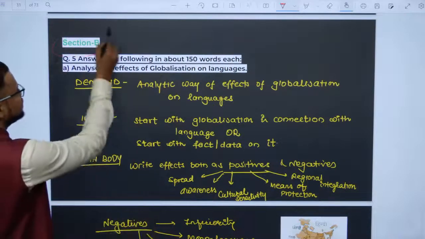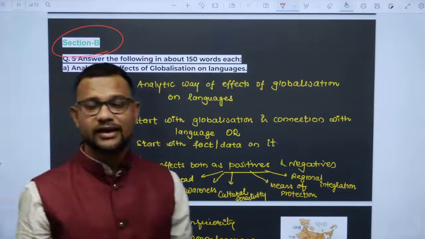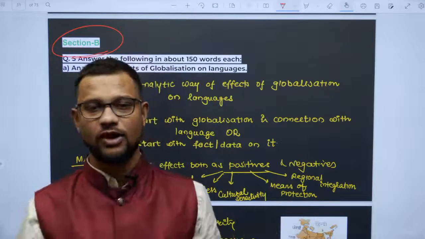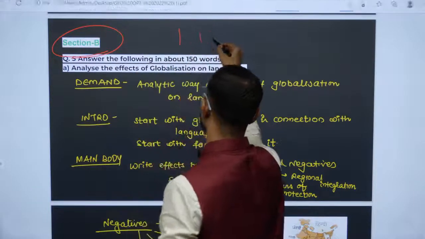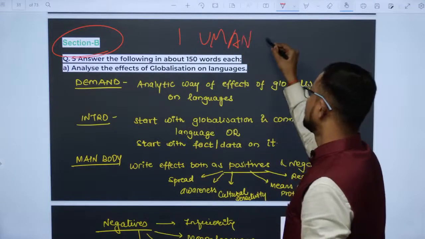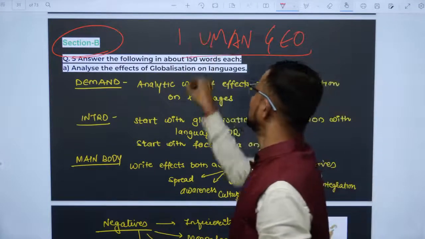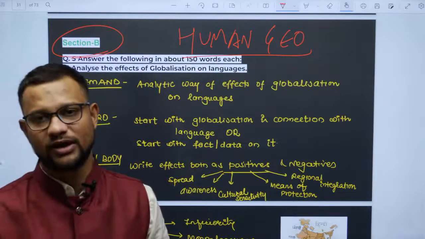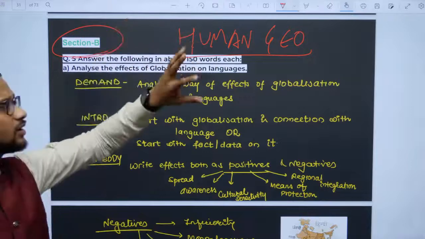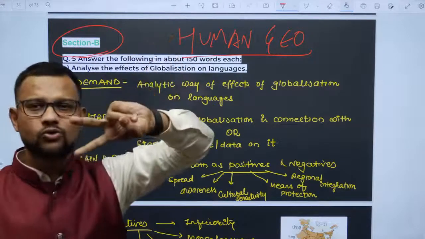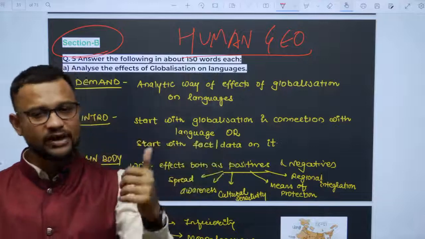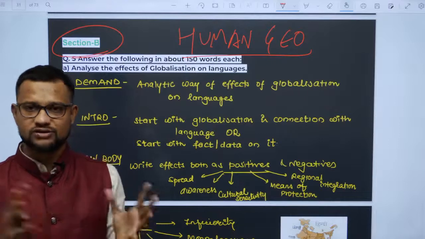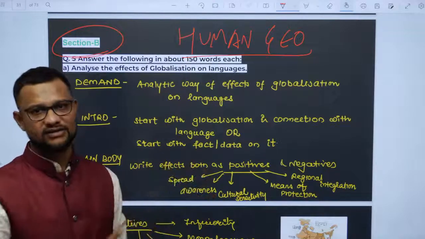Next, section B, and really important, right? Really important and interesting also, because this section belongs to human geography, and as I told you, human geography is quite easy to attempt. Look, in paper section 1 you can attempt 2 questions. Usually people attempt 2 questions from paper 1, and in section B they attempt 3 questions. So the combination of 5 questions happens like this, okay.